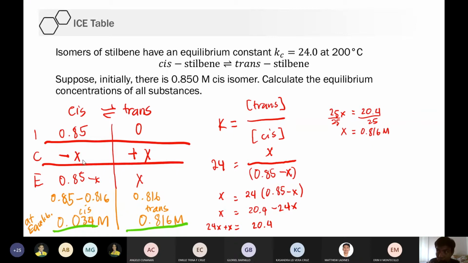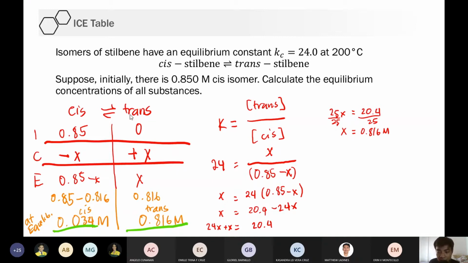So paano natin ita-translate yun dito sa C? Pag to the right yung reaction, positive yung change for the product, negative yung change for the reactant. Okay? Another thing, no? What if may coefficient dito? Kunwari, 2 cis in equilibrium with 3 trans, no? Ano gagawin ko dun sa coefficients? So, yung coefficient mo, i-multiply mo yon sa x. Okay? So, kunwari ito, 2 cis, edi lagay mo, negative 2x.